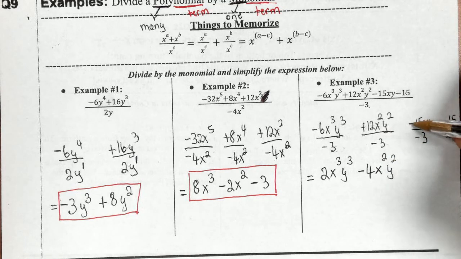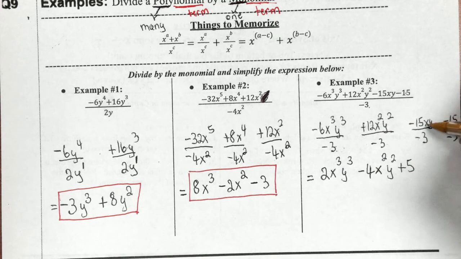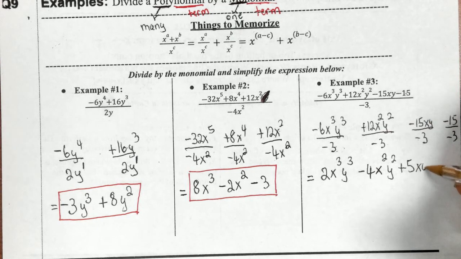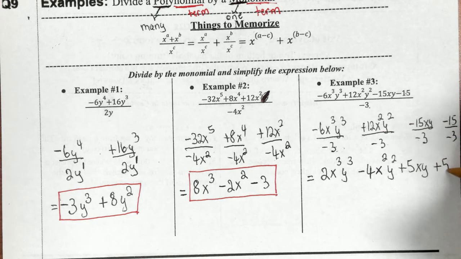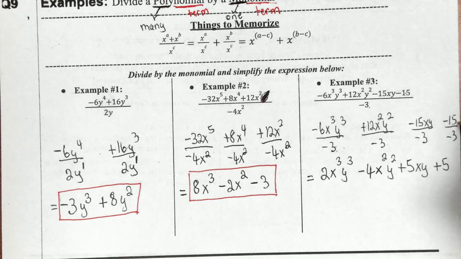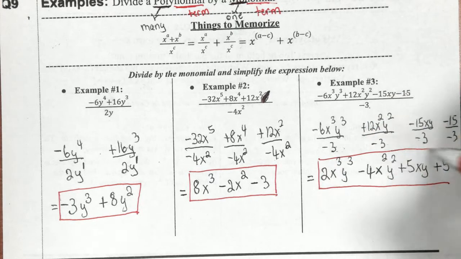Now I'm here. Negative 15 divided by negative 3, and a negative divided by a negative gives me a positive 5. I have some x and y up here, but I'm not dividing by any down there, so this stays the same. Negative 15 divided by negative 3 is just positive 5. And this last term did not have an x or y, so that's why it's just a positive 5. So again, just like that.